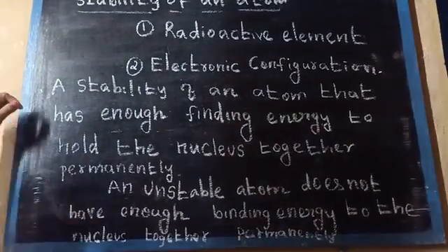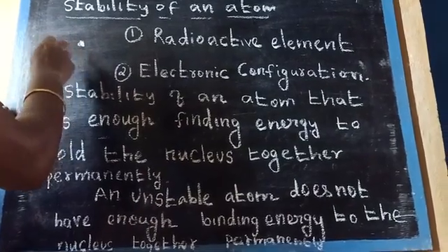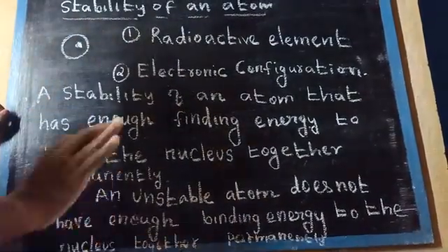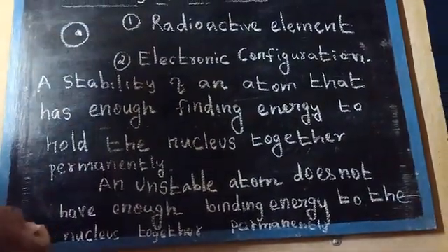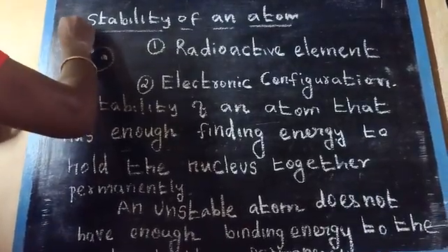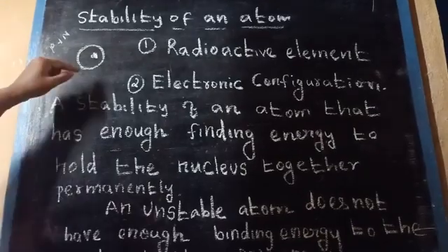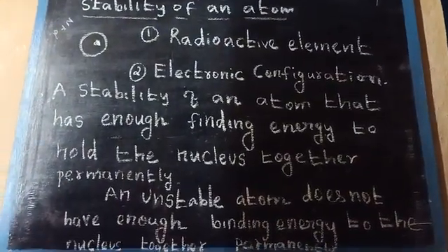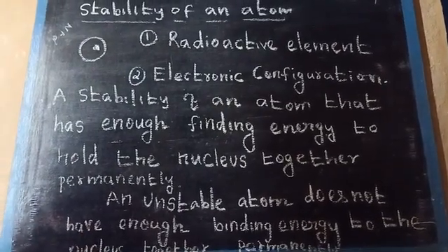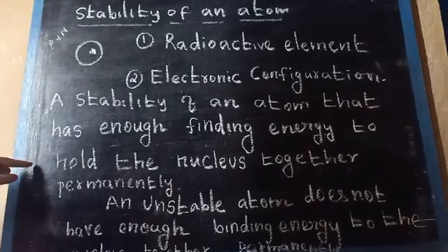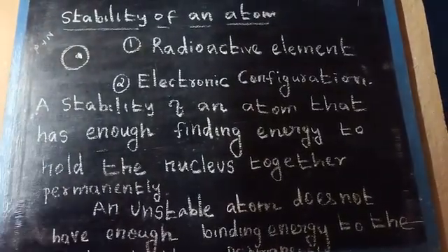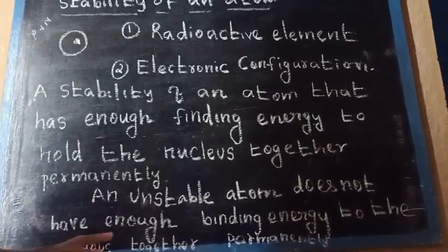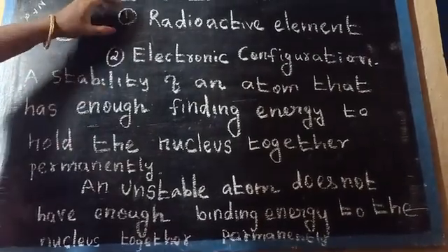The center of the atom is the nucleus. Here protons as well as neutrons are present, and electrons revolve around the nucleus. You know very well, children. Now here, holding the nucleus together means holding the protons and neutrons. If an equal number of protons and neutrons is present in an atom, the holding energy is very strong, and now the atom is stable. In simple words, if protons and neutrons are equal, the atom is stable. Next, if the neutron value is more than the proton value, the atom is not stable. See the second one: an unstable atom does not have enough binding energy to hold the nucleus together permanently. Are you clear, children?